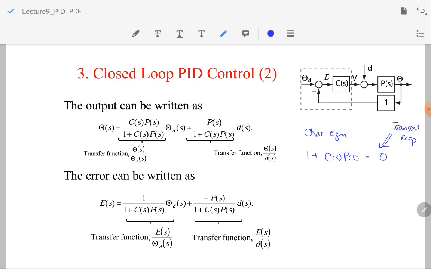To study the steady state error, you have to look at the error E right there, with the transfer functions E over theta d and E over d. You have to have these transfer functions ready.